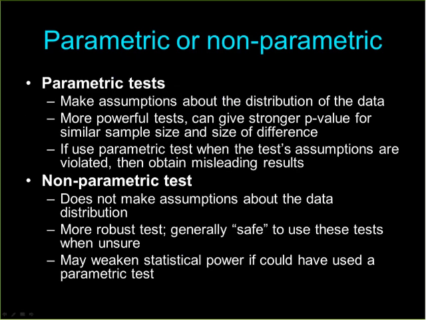So first, parametric versus non-parametric. Parametric tests make assumptions about the distribution of the data. These are more powerful tests and will tend to give stronger p-values for a similar sample size and size of the difference. But at the same time, if we use a parametric test when these test assumptions are violated, then we'll obtain misleading results. On the other hand, the non-parametric tests do not make assumptions about the data distribution. These are therefore more robust. We're generally safe to use these tests when we're unsure, but these may weaken our statistical power if we could have used a parametric test.